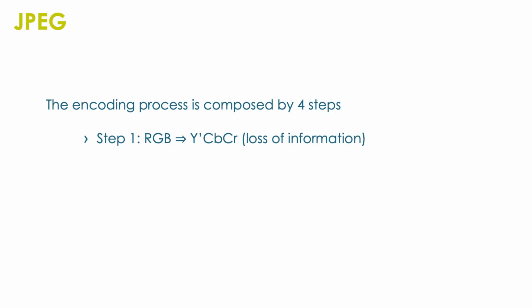Specifically, JPEG compression involves 4 steps. The first is the conversion from RGB color space to another color space, which is called YCbCr, that loses some information. And we will go through all these steps.